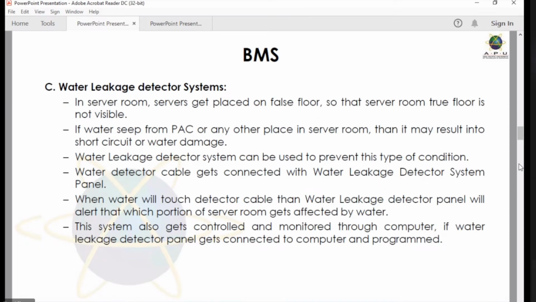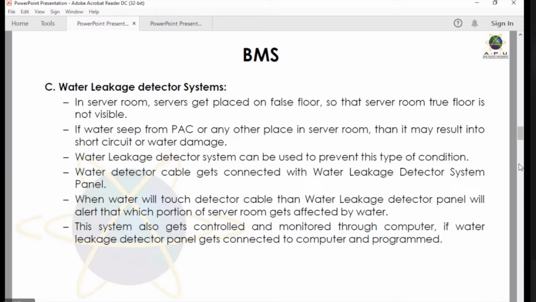Third is the water leakage detector system. Water is also one component which has to be managed, because if there is overflow of water, कुनै cooling equipmentहरूले काम गरेन भने, then maybe it will lead to accumulation of water, है. त्यस्तो कुराहरू पनि, it is also one critical aspect which has to be monitored in a data center.